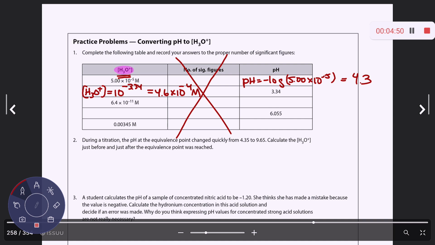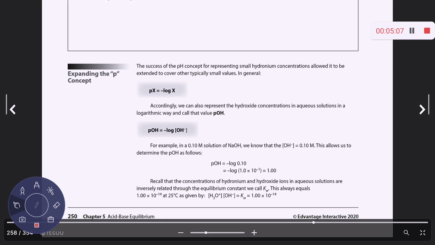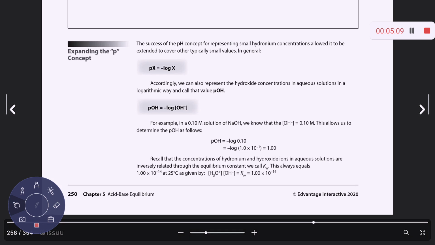Let's expand this P concept and talk about bases specifically. Up until this point, we were looking at acidic solutions, or we were given the hydronium ion concentration or calculating the pH. pH can be added to something called the pOH, and that equals 14, the pH scale, which runs from 0 to 14. So I can solve for the pOH if I have the hydroxide ion concentration.